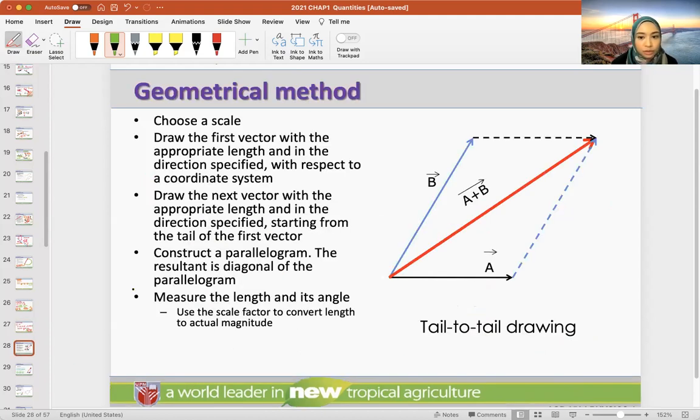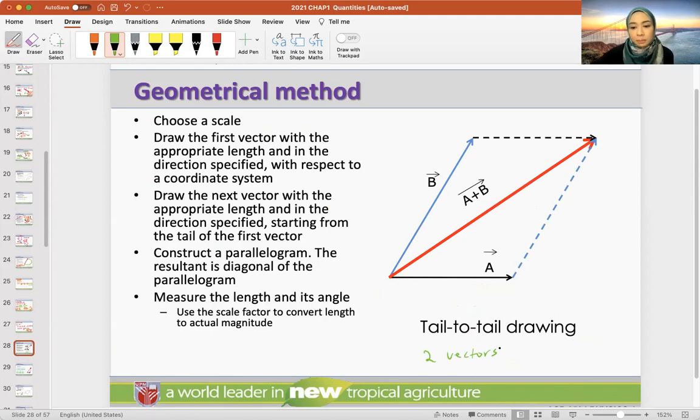So let's go on to the tail-to-tail drawing. Our next method of adding vectors. For tail-to-tail drawing, you are limited to only 2 vectors. You can't add A, B, C, D, E, F and so on.